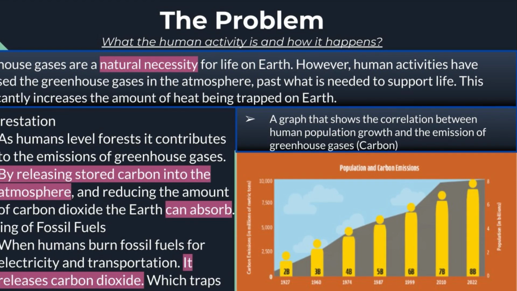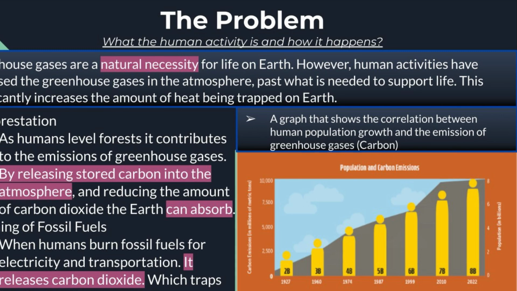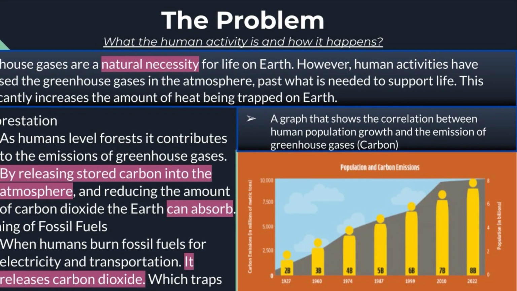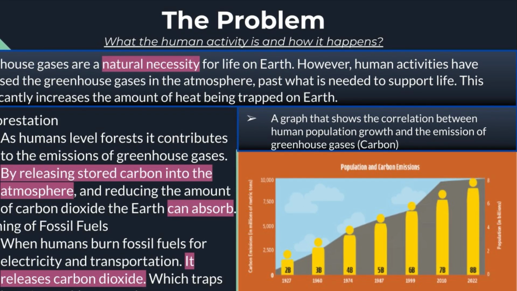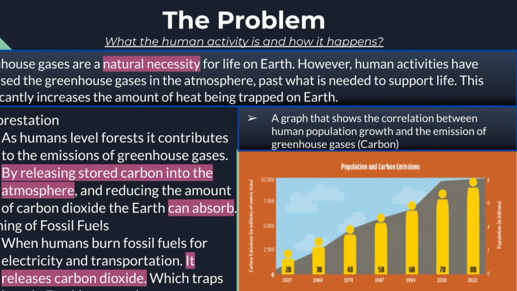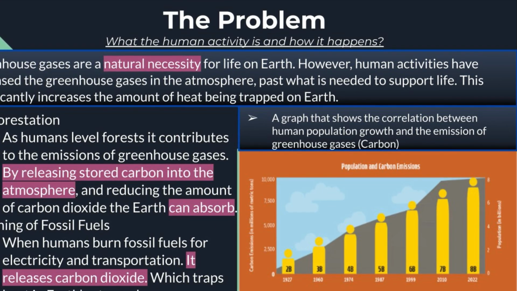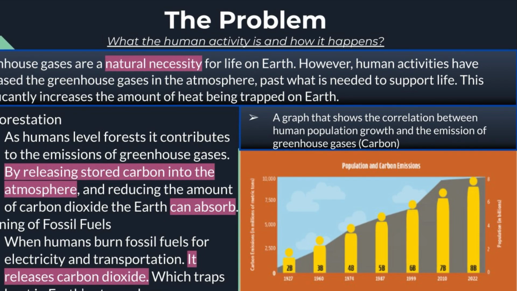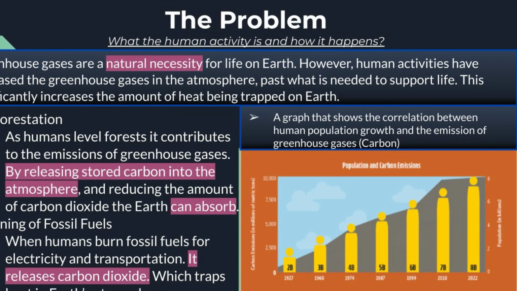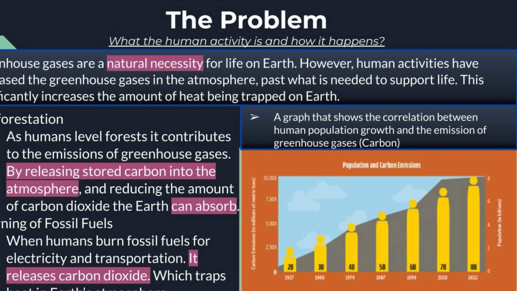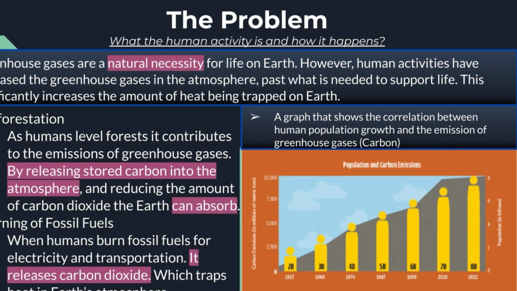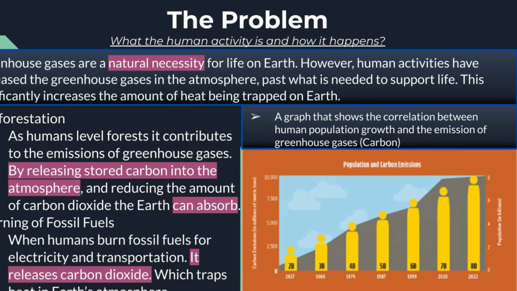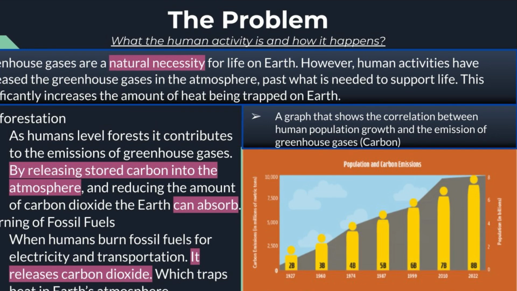The two biggest causes are deforestation and the burning of fossil fuels. When forests are cut down, carbon stored in the trees is released into the air, and fewer trees are left to absorb CO2. Burning coal, oil, and natural gas for electricity, heating, and transportation also releases large amounts of CO2 into the atmosphere. This buildup traps heat and causes the Earth's temperature to rise. This is what we call the greenhouse effect.